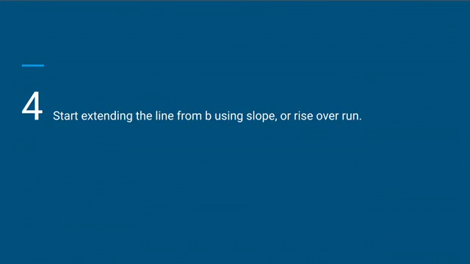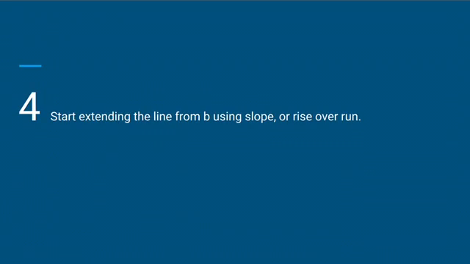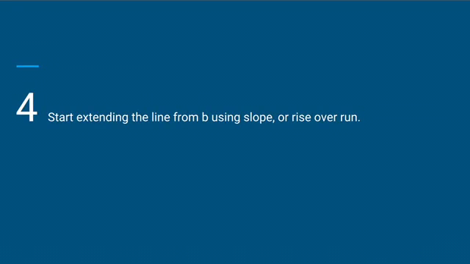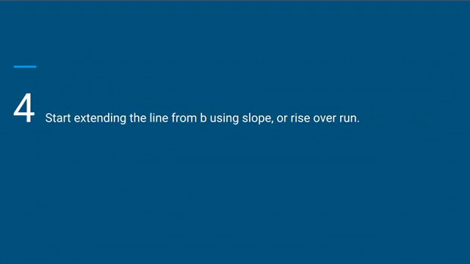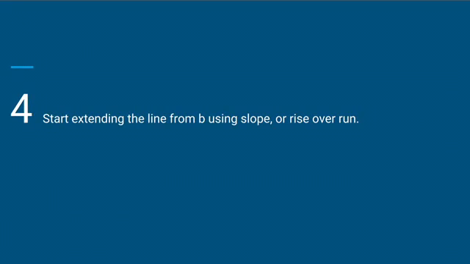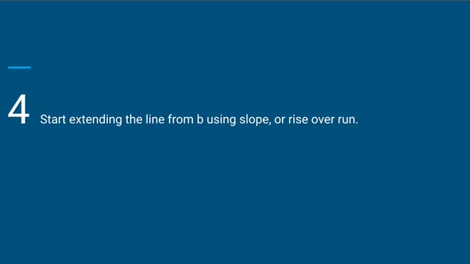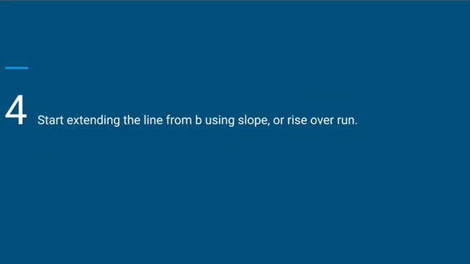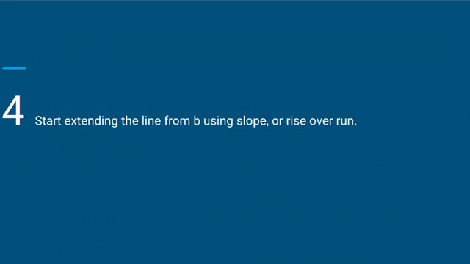Step 4. Start extending the line from b using slope, or rise over run. Start at your b value. We know that the equation passes through this point. Extend the line by using your slope and its value to get points on the equation.